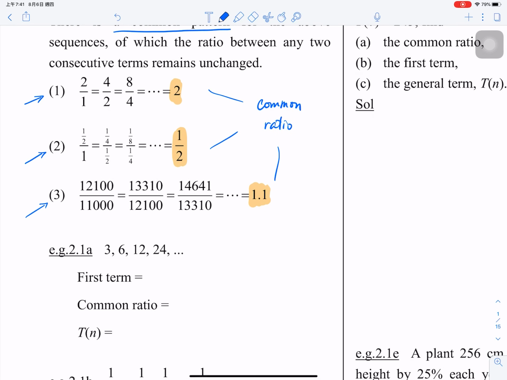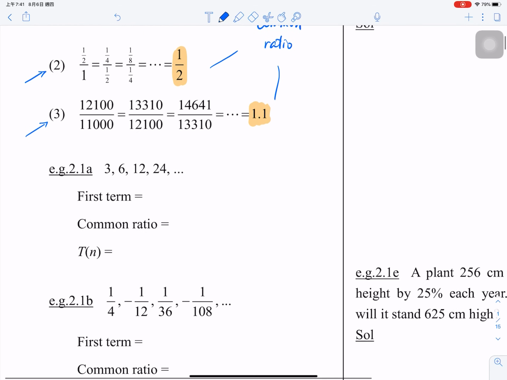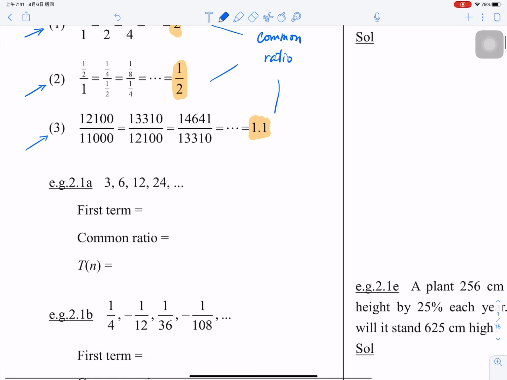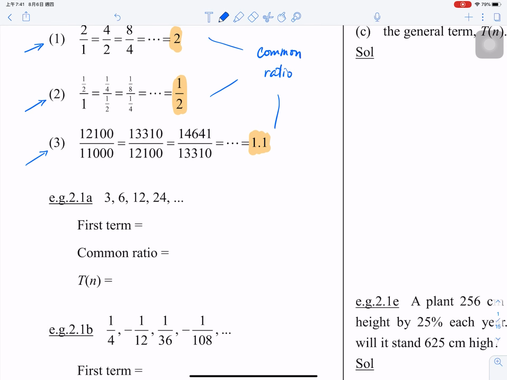Right? Okay, now have a look at examples 2.1a and 2.1b to understand more. 2.1a: 3, 6, 12, 24. What is the first term? It's easy, 3, right? How about the common ratio? 6 over 3. Check one more, 12 over 6. You found that this one is 2, right?